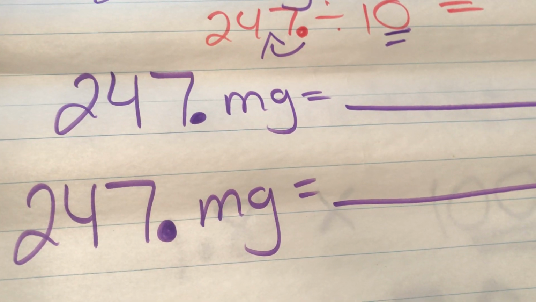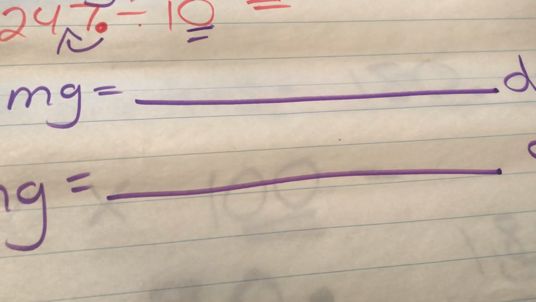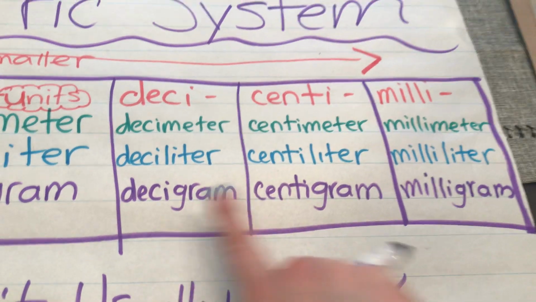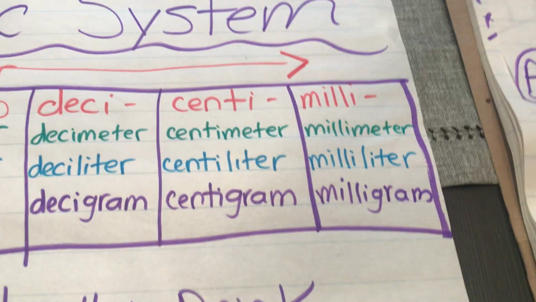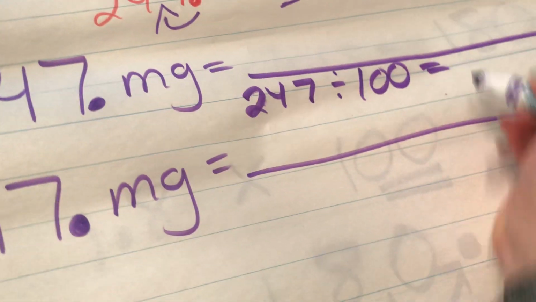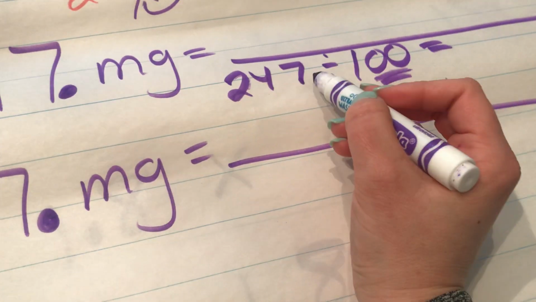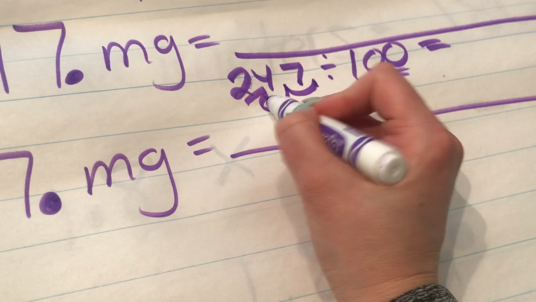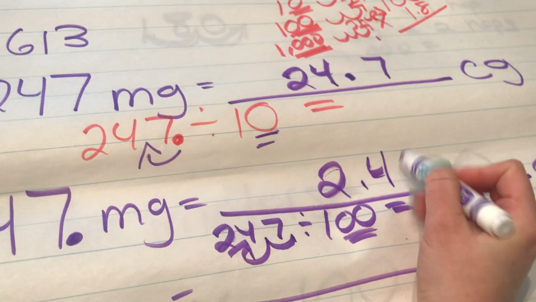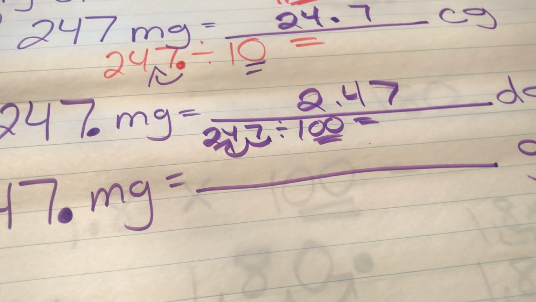I have 247 milligrams, and now I have to go to decigrams. So that is milligrams to decigrams. 1, 2, 2 hops. So I'm going to divide this one by 100. Okay, I want to do mental math. My power of 10 is 2 zeros, and I'm moving it 2 times. 1, 2. So it now becomes 2 and 47 hundredths as your answer.